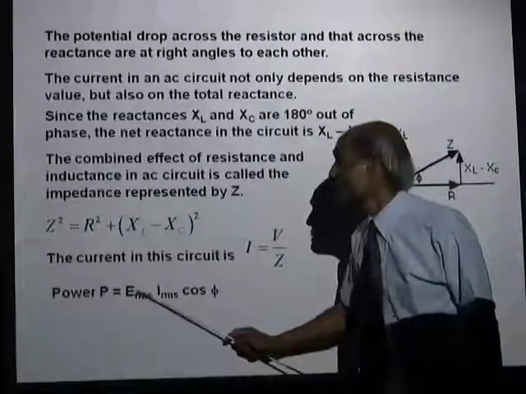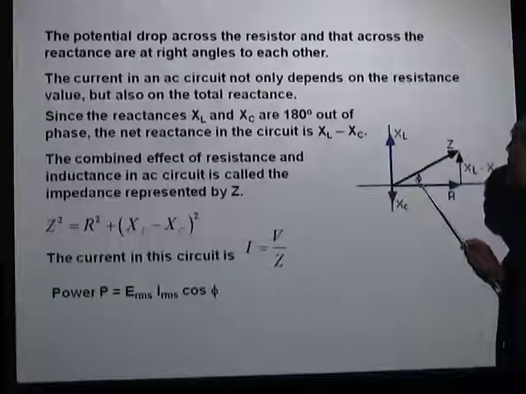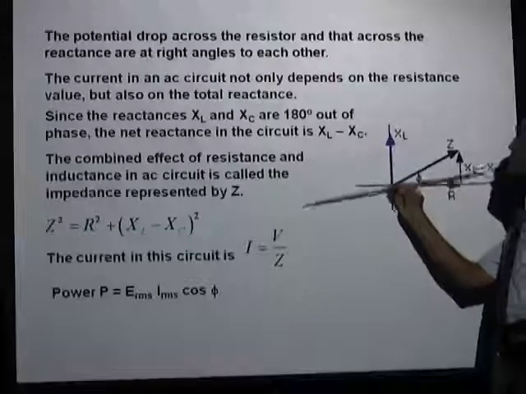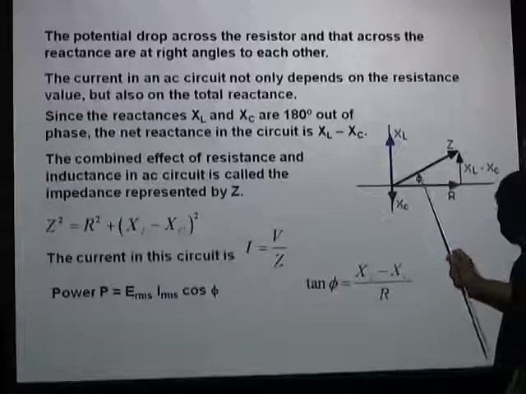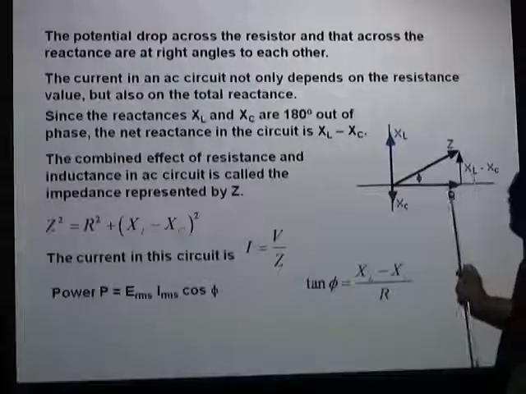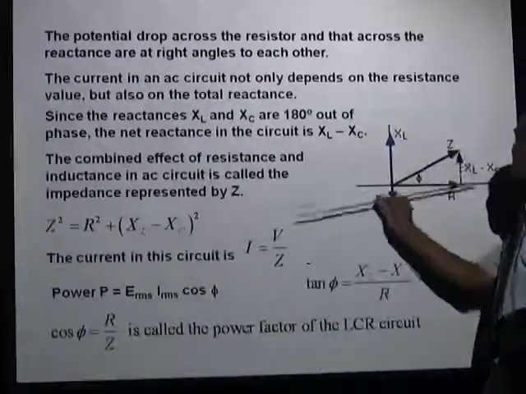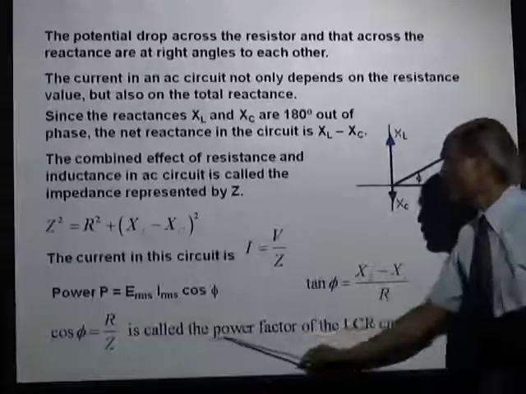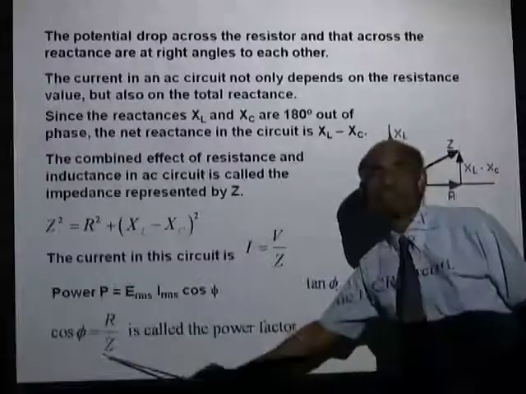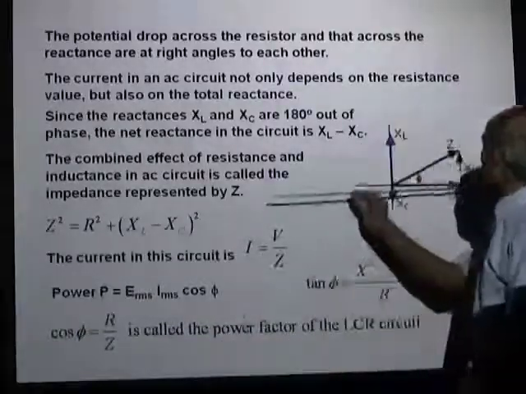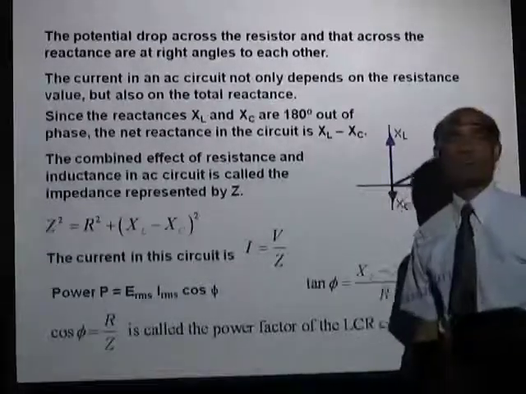Power P is ERMS times IRMS cos phi, where phi is the angle between the resistance and the impedance. And the tangent of that angle is XL minus XC divided by R. And cos phi equal to R divided by Z is called the power factor of the LCR circuit. Now that's one term that you need to remember. Cos phi, which is R divided by Z, is called the power factor of the LCR circuit.